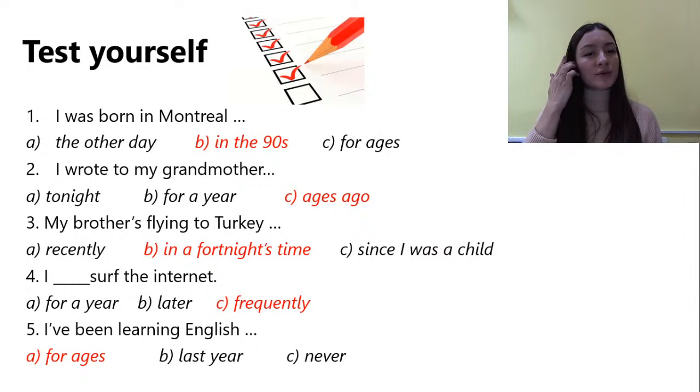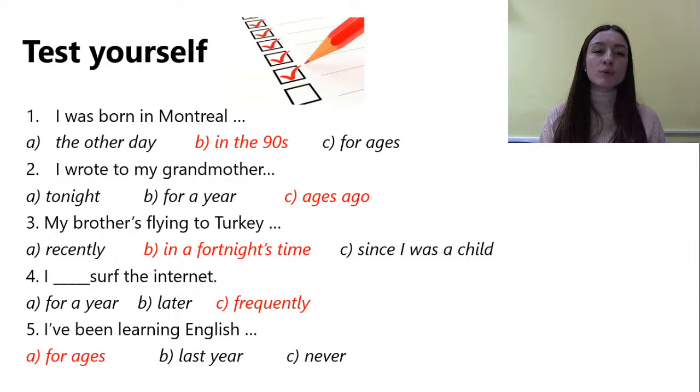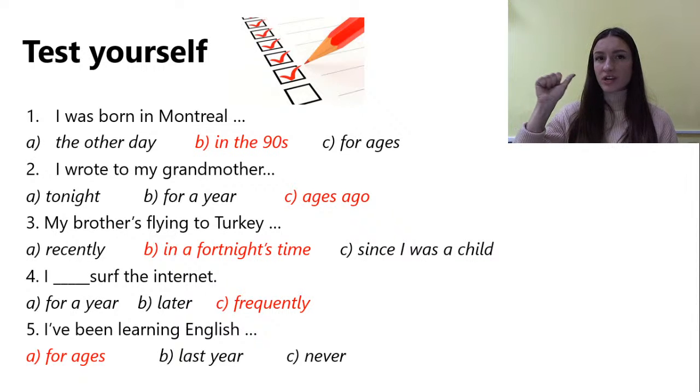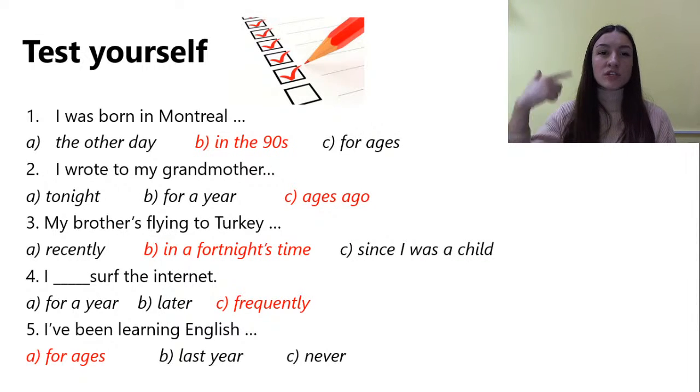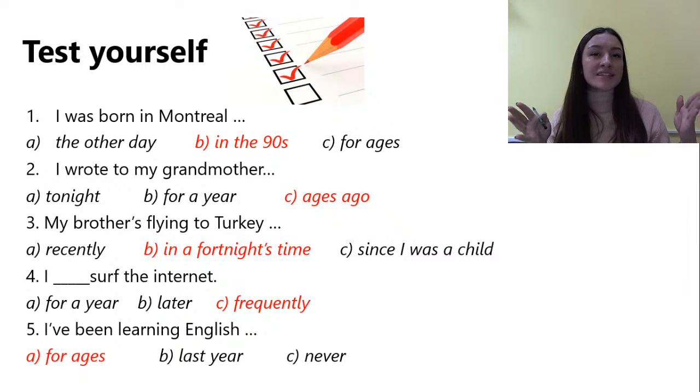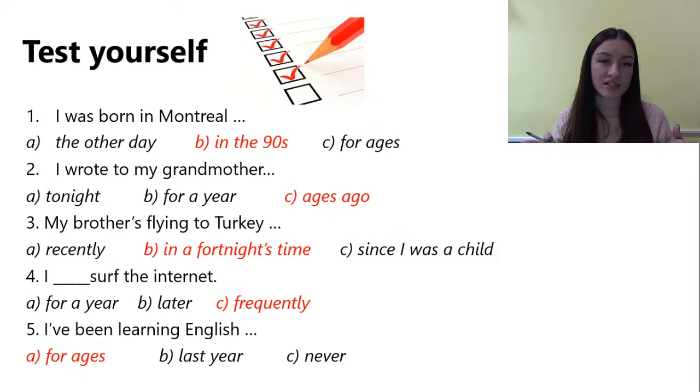Now, let's look at the correct answers. In number 1, I was born in Montreal in the 90s. So, the other day is past simple, but it's not just logical. For ages, is not good with the past simple. Number 2, I wrote to my grandmother ages ago. It means many years ago. It was in the past simple, C. So, I wrote, wrote shows that it's past simple. Tonight is future. For a year, it's present perfect or present perfect continuous.